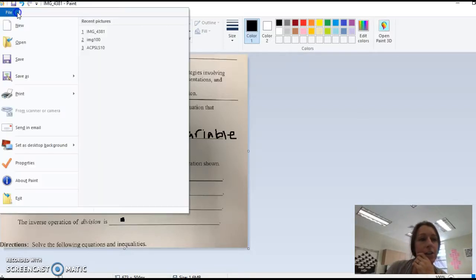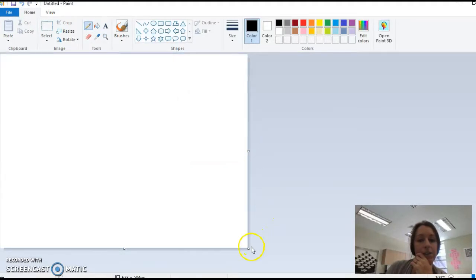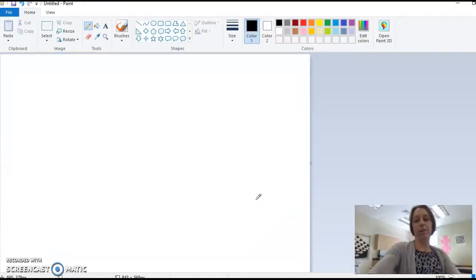Now I need to figure out how to get a new page up here. New. Do I want to save this? No. Okay. And I can make this bigger. And now I don't know what I did with the problems that we're going to do. Oh, here they are. All right.